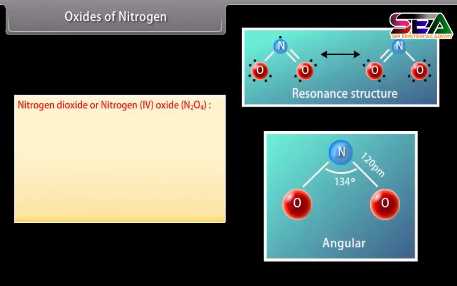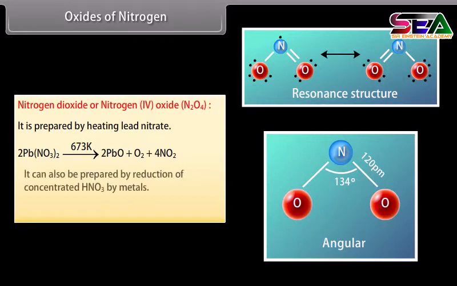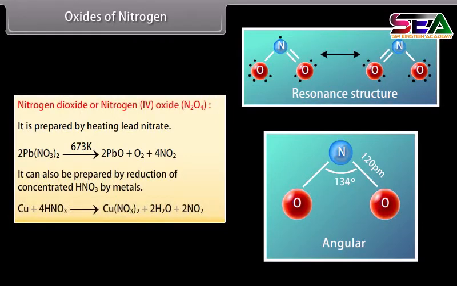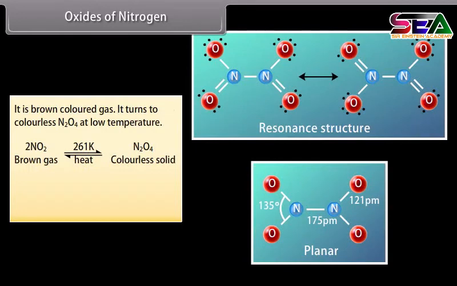Nitrogen dioxide, or nitrogen 4 oxide. It is prepared by heating lead nitrate. It can also be prepared by reduction of concentrated HNO3 by metals. It is a brown-colored gas. It turns to colorless N2O4 at low temperature. It is acidic in nature.